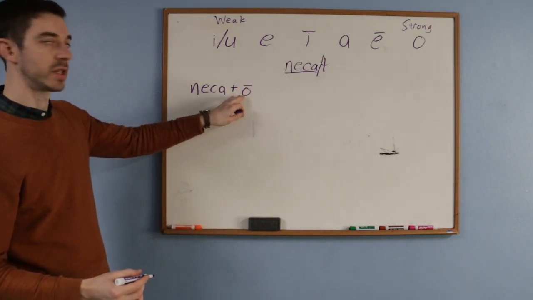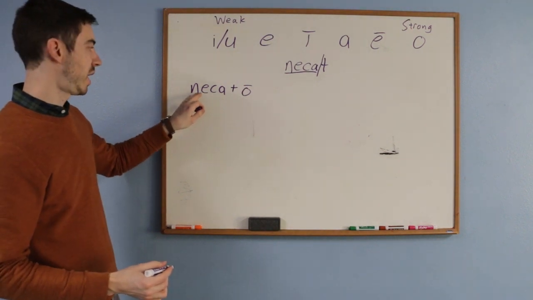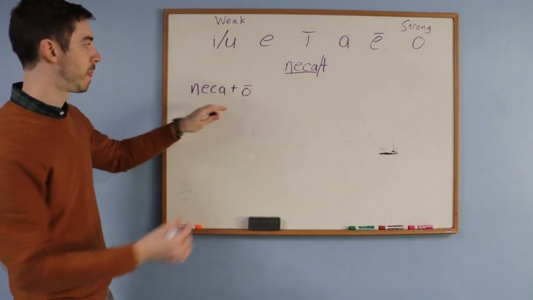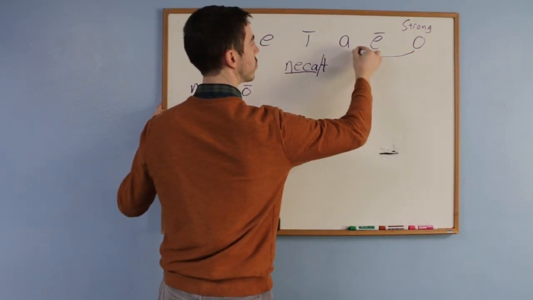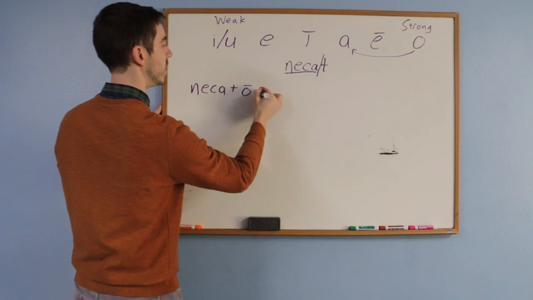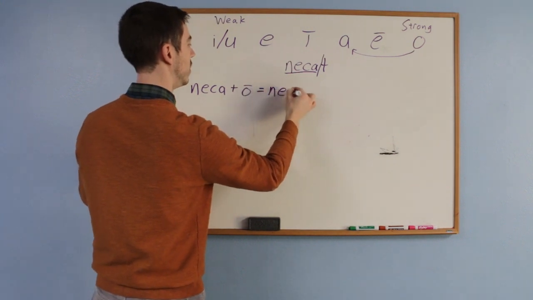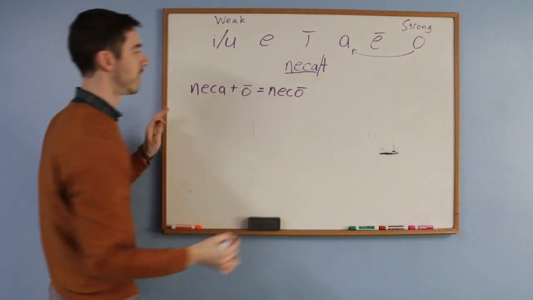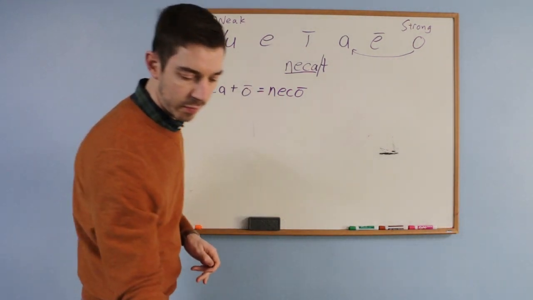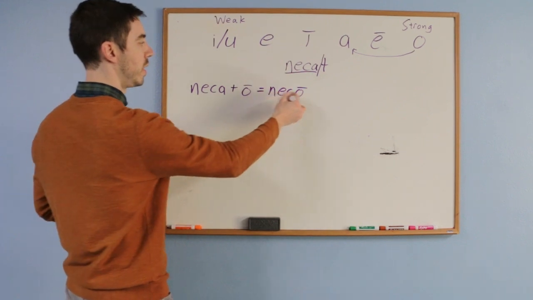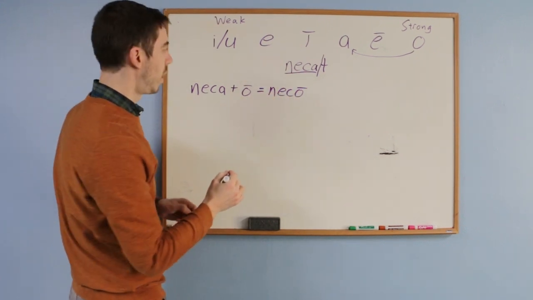So neca plus o. So instead of saying necao, see the o squishes the a, because the o is stronger than the a. And so this becomes neco. So neco means I kill. So under first person singular, you can put neco. All right.